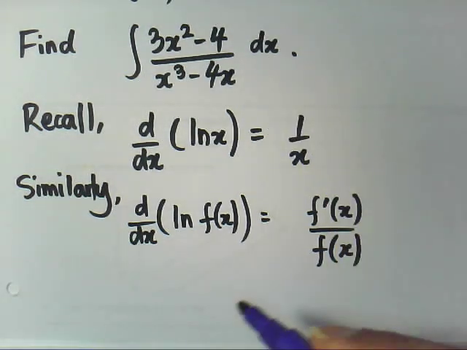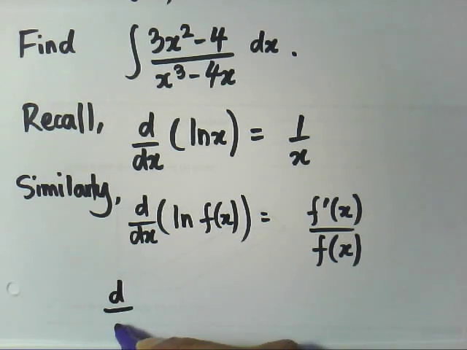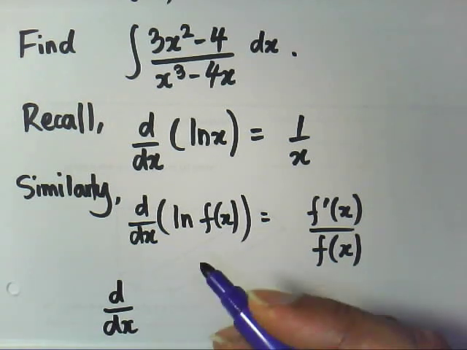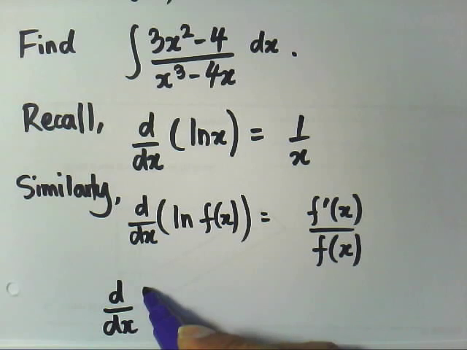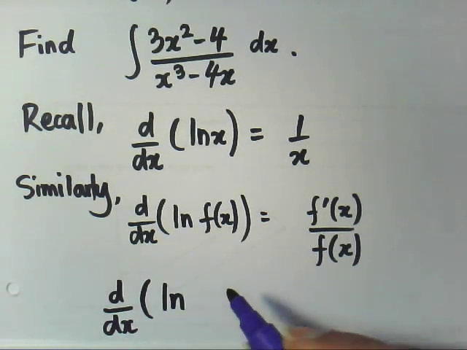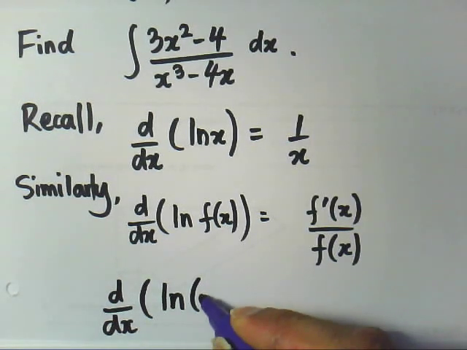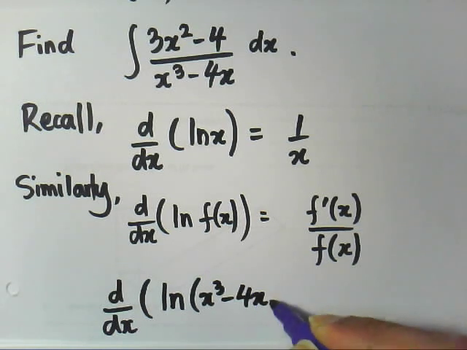at the top, if we think about using the ideas that we've just discussed and think about differentiating the natural log of the denominator. So that happens to be x cubed minus 4x.